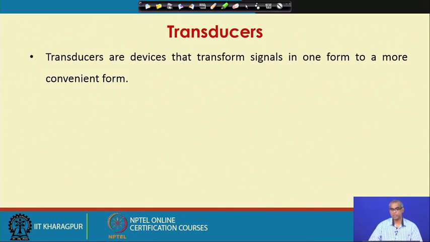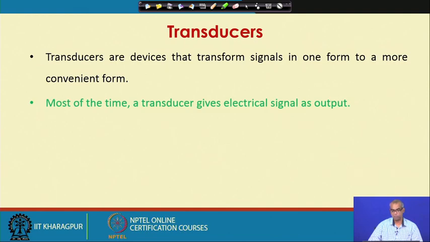So, transducers are devices that transform signals in one form to a more convenient form. Most of the time a transducer gives electrical signal as output, but remember it is not necessary that the output from the transducer element has to be an electrical signal. Most of the time we get electrical signal from the transducer because electrical signals are more convenient to handle. For example, it can be conveyed from one place to another very easily.